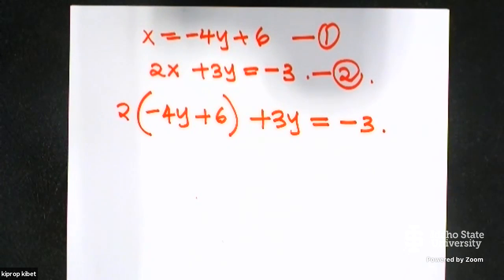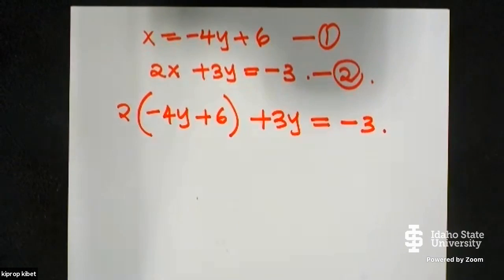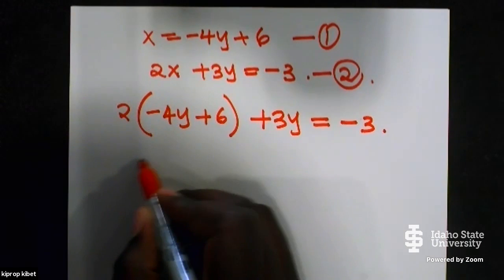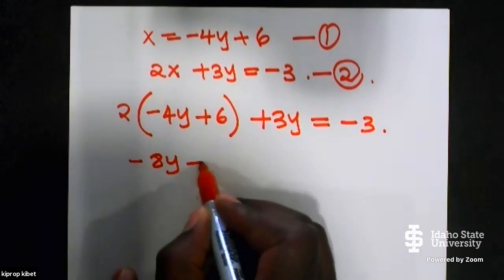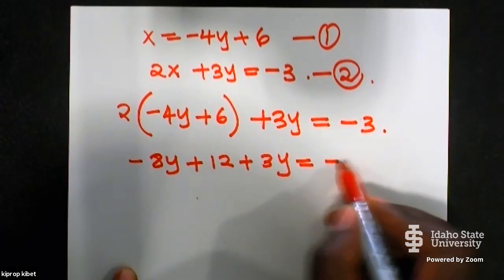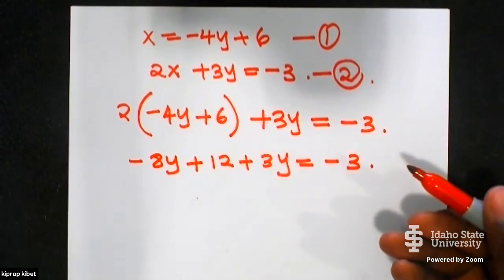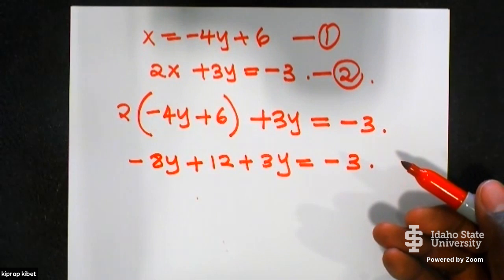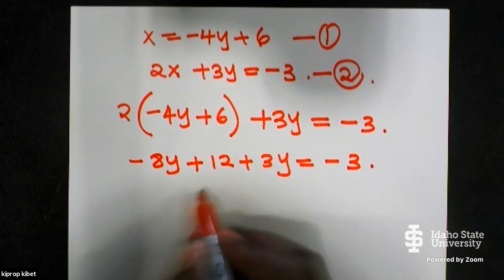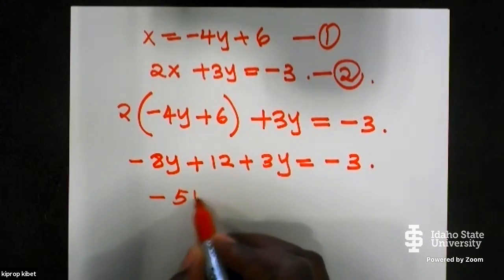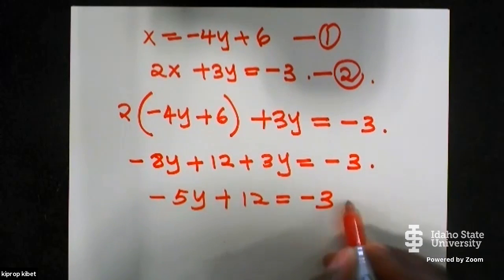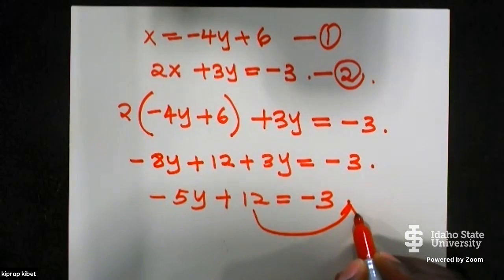Equals to minus 3. And then you open the brackets. So you multiply everywhere by 2. So minus 8y plus 12 plus 3y equals to minus 3. So you collect the like terms. So minus 8y plus 3y. So minus 5y plus 12 equals to minus 3. So we take this to the other side.